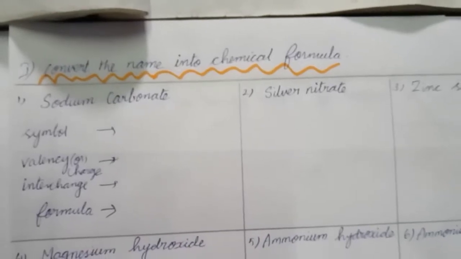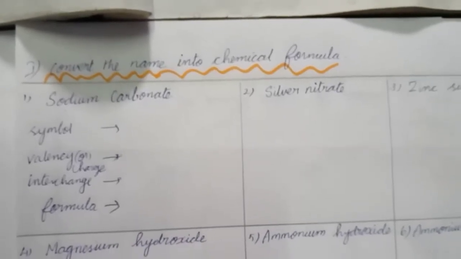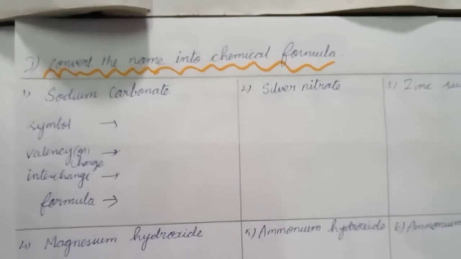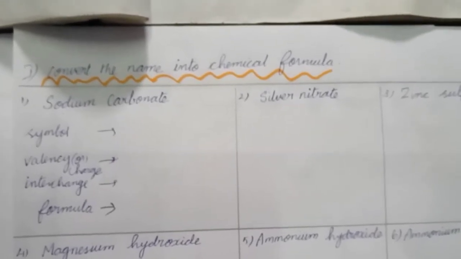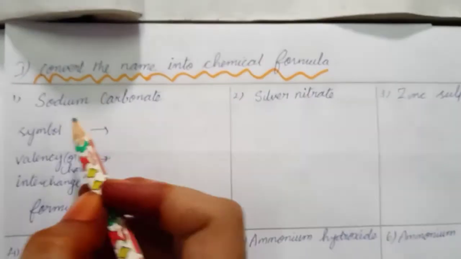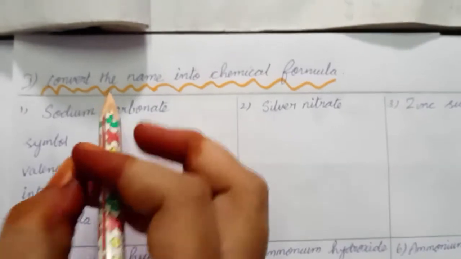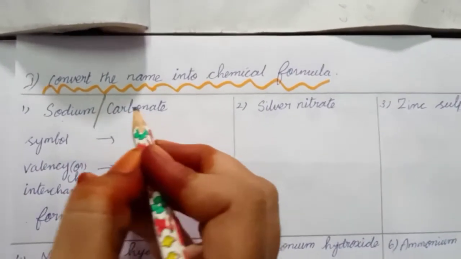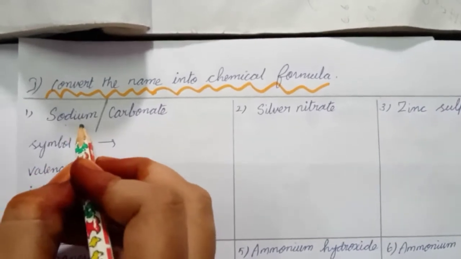Hi students, today's class we are going to discuss another way to convert the name into a chemical formula. First we have to split the name into two. Here, sodium carbonate: split that into sodium and carbonate. The first one represents the positive ion.